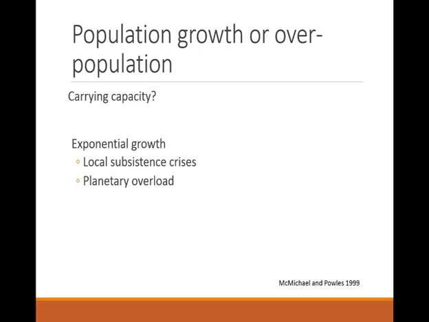An example is the Chinese famine in 1959 to 1961. But what McMichael and Powers actually suggest is that that's not got anything to do with the amount of food that we can produce, but maybe more about economic mismanagement. So if you're interested in that, read this article. There's a reference at the end of these slides around that.